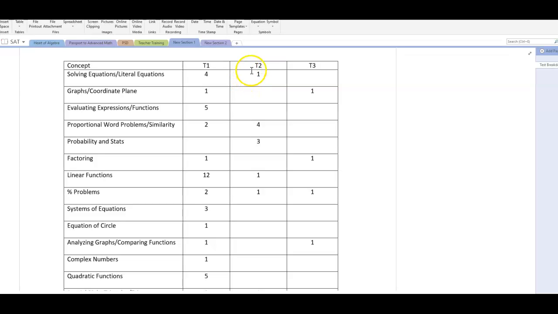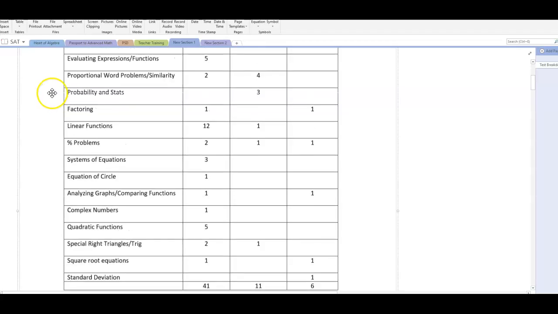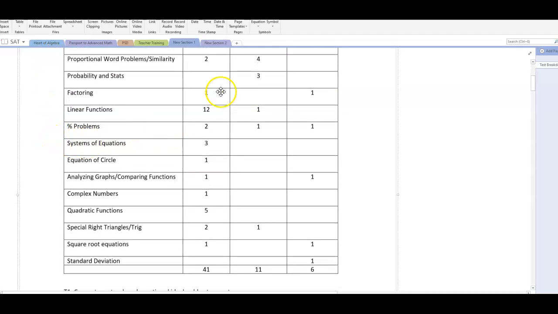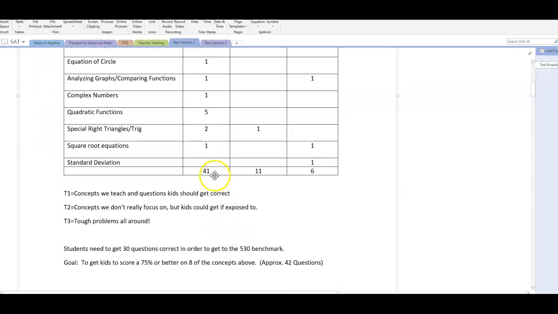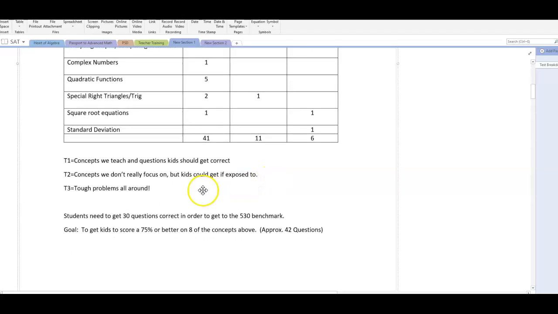Tier two were the questions that we could get, but the format might throw them off a little bit. So I'd put it in a 60-40 range in terms of students answering it correctly. And tier three were the ones that the kids just are not going to get. When I broke it up and labeled all the concepts in tiers, I noticed there were 41 tier one questions and 11 tier two questions.